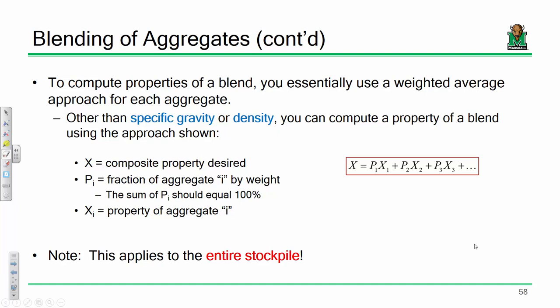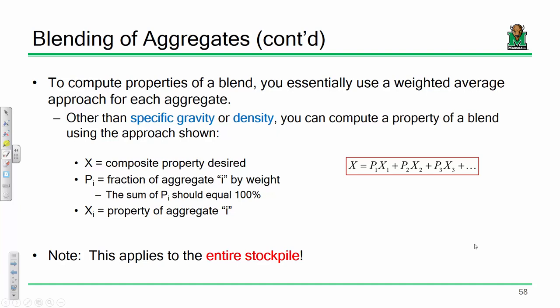That's it. Okay. So X would be your composite property, X sub I would be the property of each individual aggregate, and P would be the fraction of how much aggregate goes into the blend. So remember, the sum should be 100%. So if you've got two aggregates, and you've got 40% of aggregate A, you need 60% of aggregate B. That makes sense? All right.